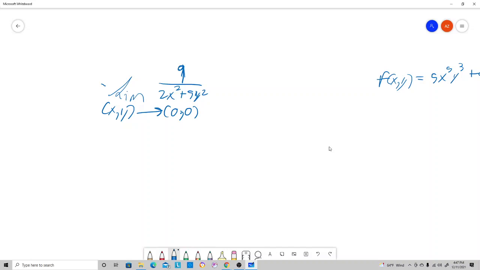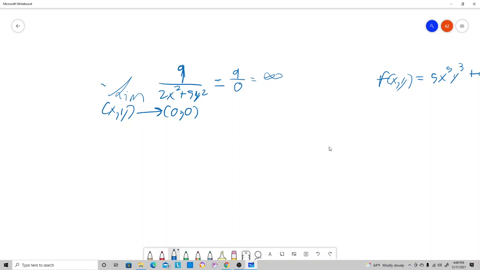So we can verify this by doing straight substitution. You can see here that if we try straight substitution, we're going to have 9 over 0, which is equal to infinity. That means this is like almost infinity, right?